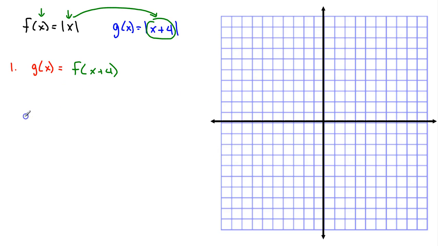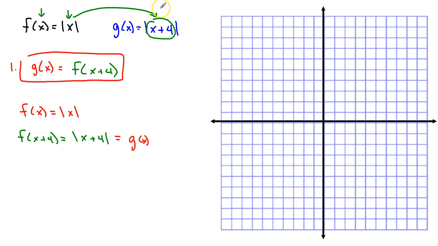So f of x is equal to the absolute value of x. f of x plus 4 is equal to the absolute value of x plus 4, which now we know as g of x. Just by doing that one shift, I don't call it f of x anymore; I give it a different name and call it g of x. So your answer for number 1, how do we write g of x in terms of f of x? g of x equals f of x plus 4. And we'll do a bunch more, so you'll catch on.